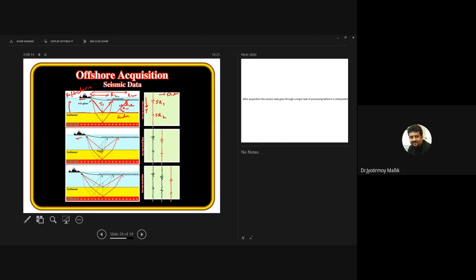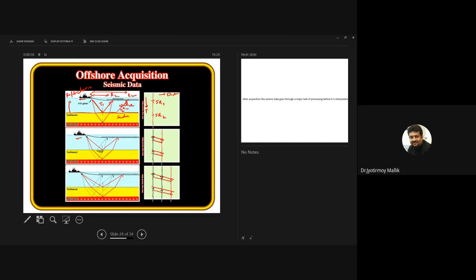Once I keep on repeating the thing, I will be able to understand the position of the reflector with respect to the ground surface, with respect to the mean sea level. Then if you repeat that over a great amount of area, and you process the data with some software, you should be able to actually create seismic images.